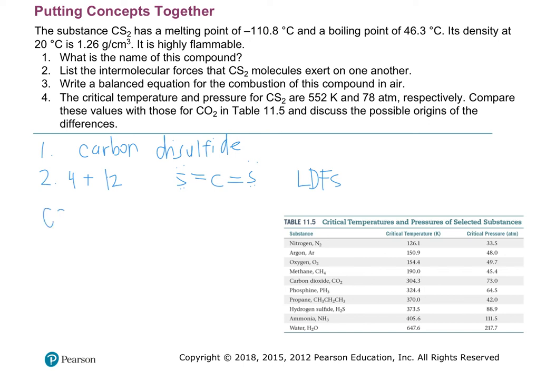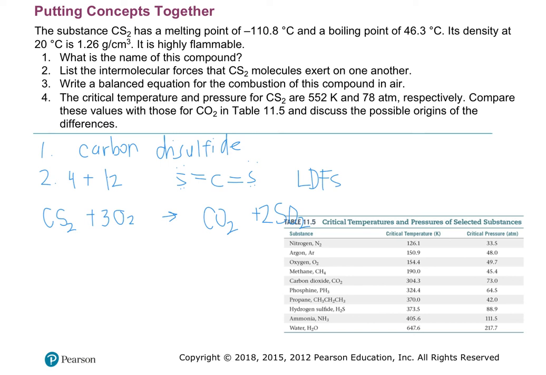Write a balanced equation for the combustion of it in air. So we have CS2. Now combustion in air is always going to be oxygen making CO2, and instead of water we're going to actually have SO2 gas, because we can't have water since we don't have any hydrogens. So we're going to balance that. Our carbons are balanced. We need to balance our sulfur, so we have 2 here. Now we have 4 oxygens plus the 2, so 6 oxygens on the right, so we need 3 O2 molecules.